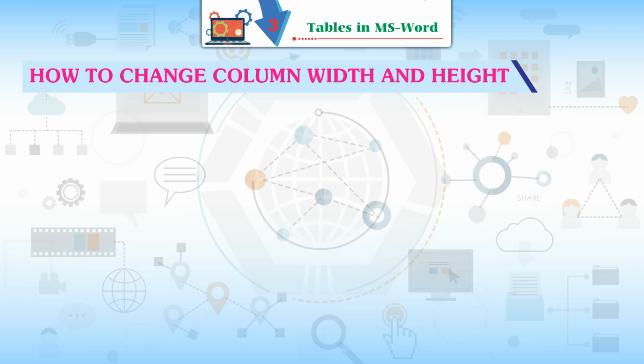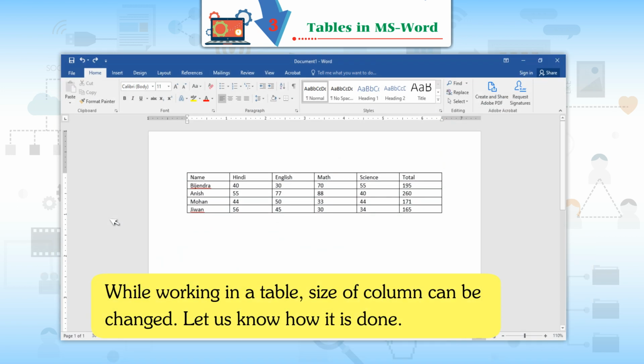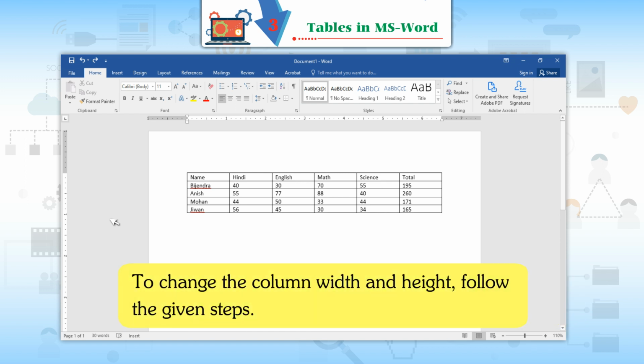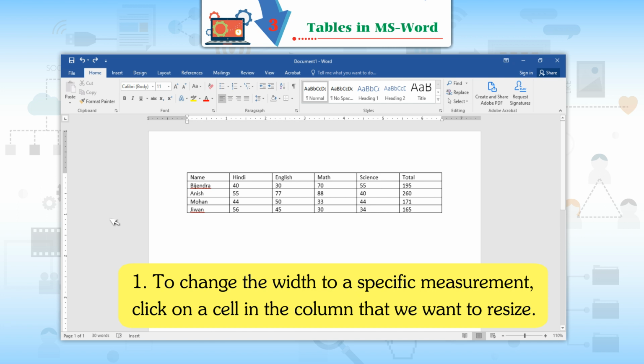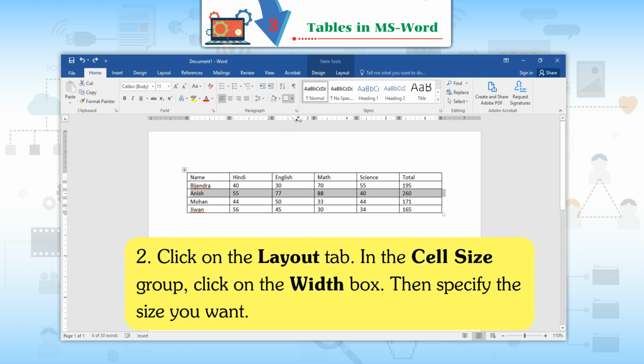How to change column width and height. While working in a table, the size of a column can be changed. Let us know how it is done. To change the column width and height, follow the given steps. To change the width to a specific measurement, click on a cell in the column that we want to resize. Click on the Layout tab.